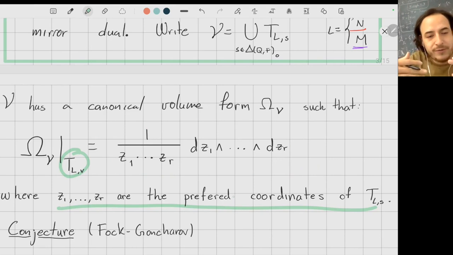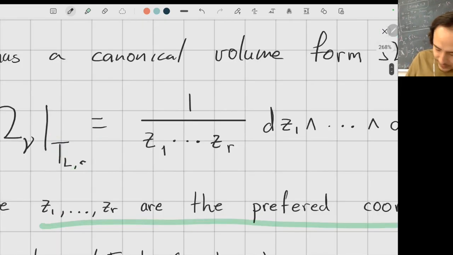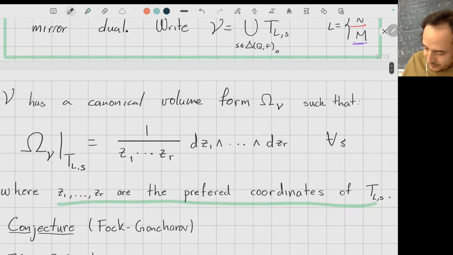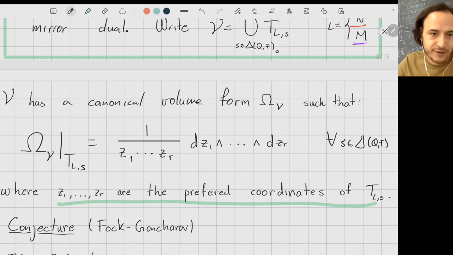And when I'm gluing these tori, this volume form extends to the gluing. That's another way to say it. I'm going to use this volume form, for every S in the set of vertices of my simplicial complex, to define the tropicalization of these spaces, essentially, the integral tropicalization.